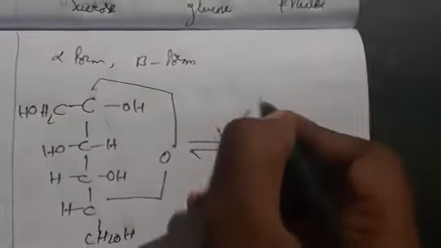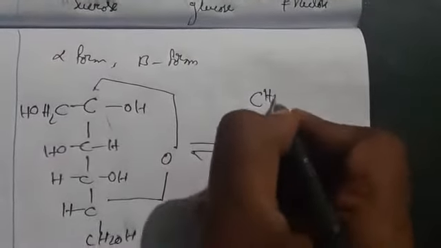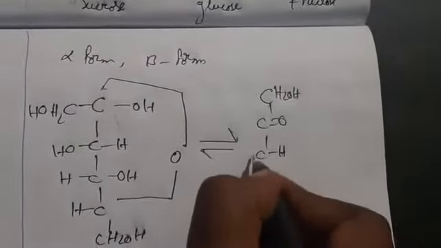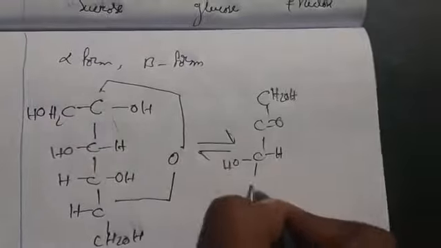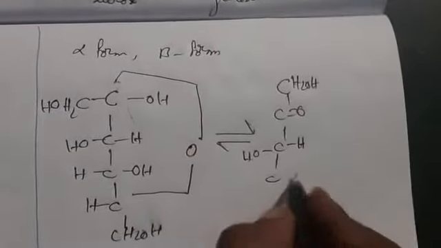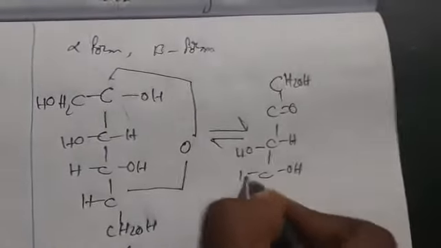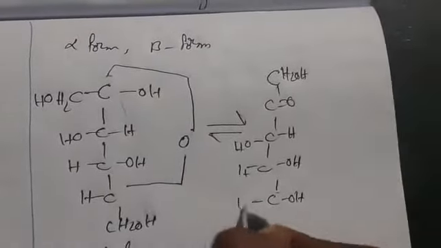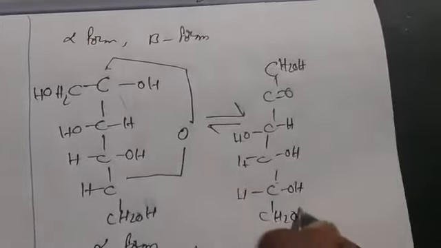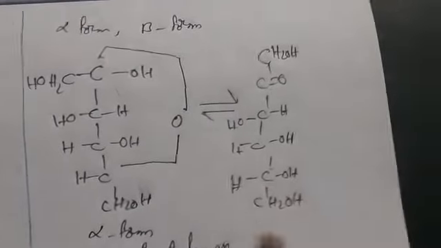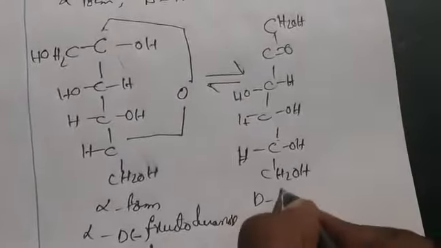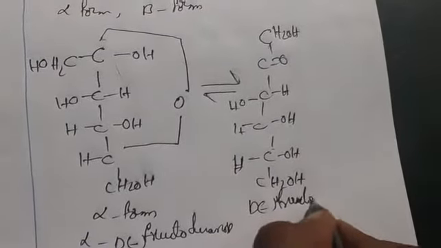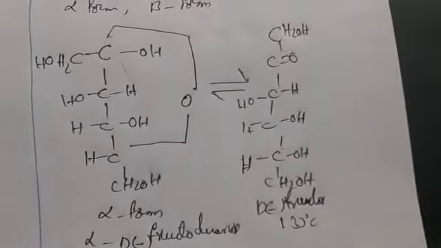The complete structure is like this: CH2OH, C double bond O, CH, OH, OH H, OH H, CH2OH. So this is the actual structure. This one we call D(-)-fructose, which has a melting point of 133 degrees centigrade.